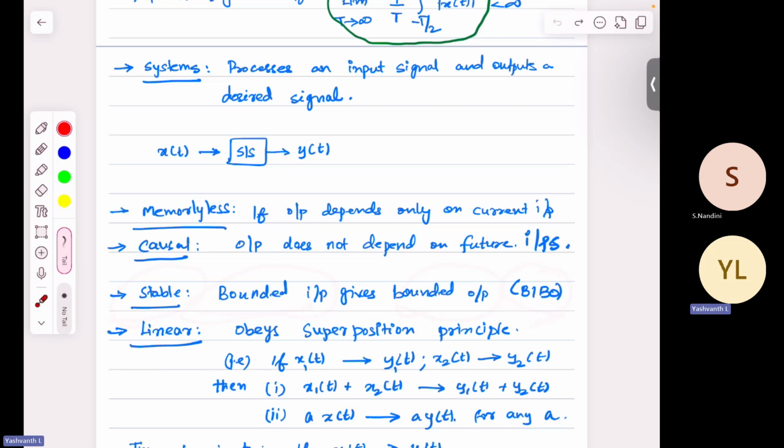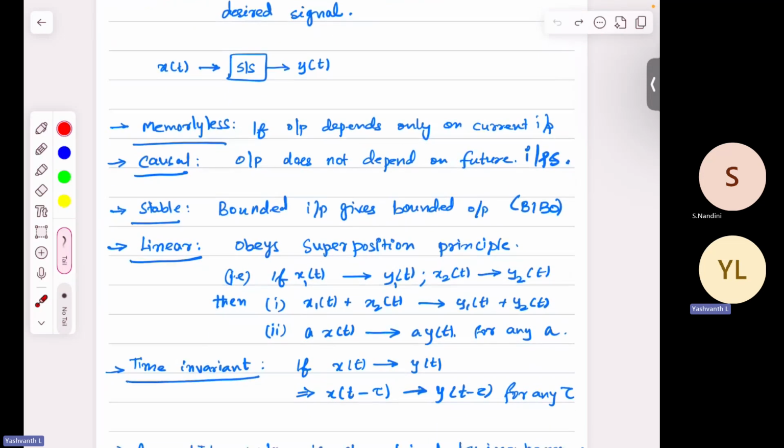Okay. Now, what's a linear system? A linear system is a system which obeys the superposition principle. What is the superposition principle? It basically satisfies two properties. Let's say if you pass x1 of t as the input, it gives y1 of t as the output. Let's say you pass x2 of t as the input and you get y2 of t as the output.